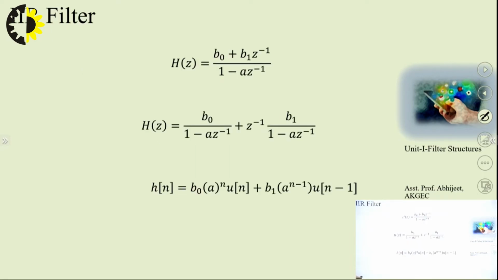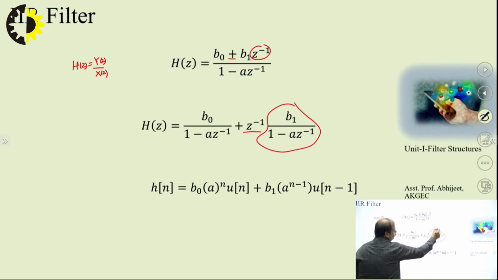Suppose for an instance, we have a transfer function. Remember, H of z is basically Y of z upon X of z. So, the transfer function of a system is given by this. I can simply write this because this is in plus, so I can linearly break it. So, b naught upon this portion, and z minus 1, which is a delay element, into this system.